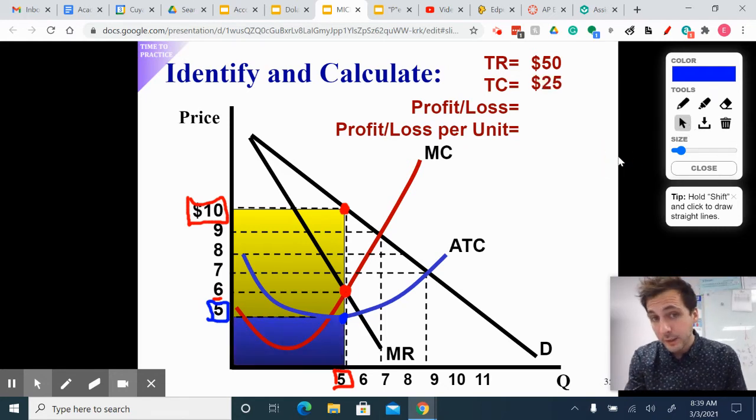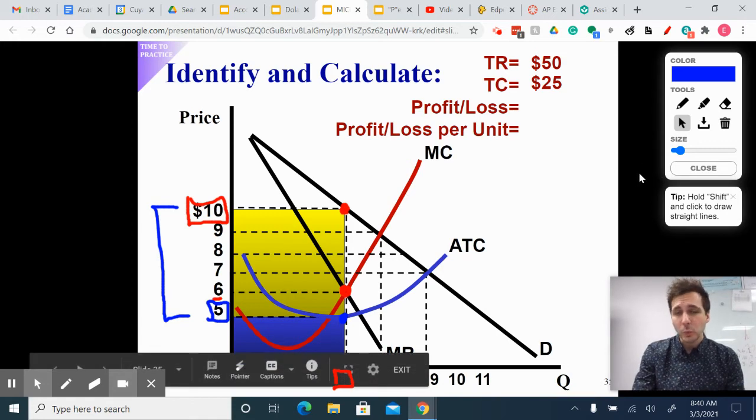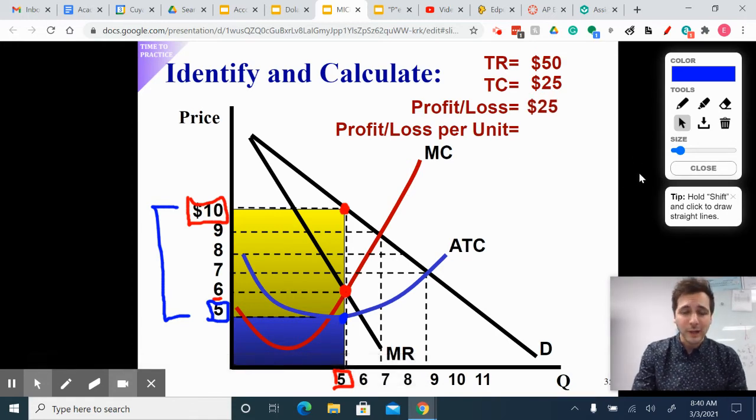Little box right here. Remember, the difference between price and average total cost is going to equal my profits or losses. So this is my price. That's my average total cost. That difference times my quantity is going to equal my profits. So my profits are going to be 50 minus 25, or $25, this green box right here.